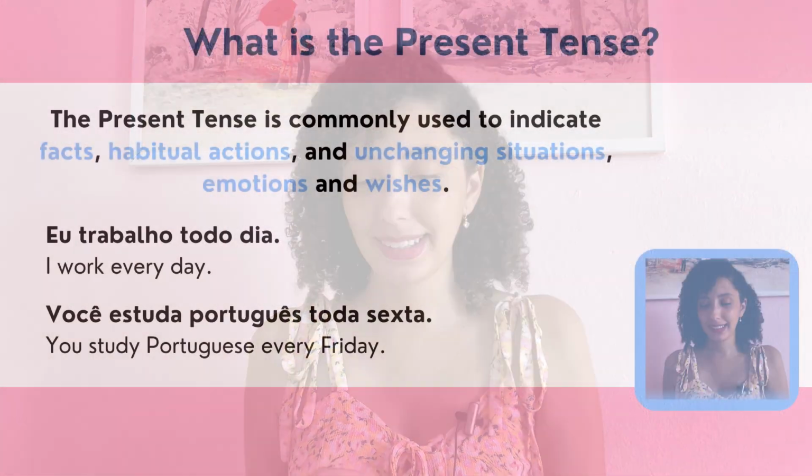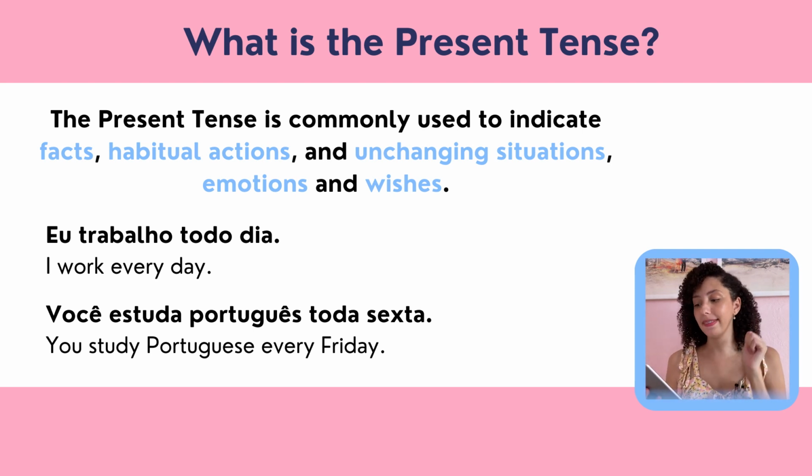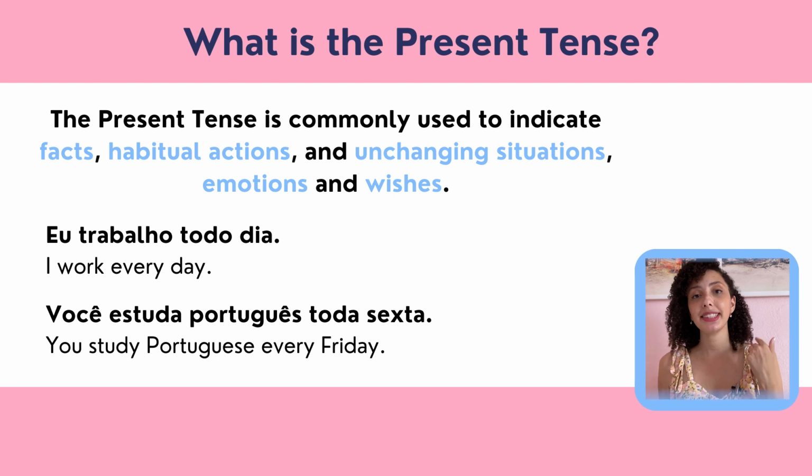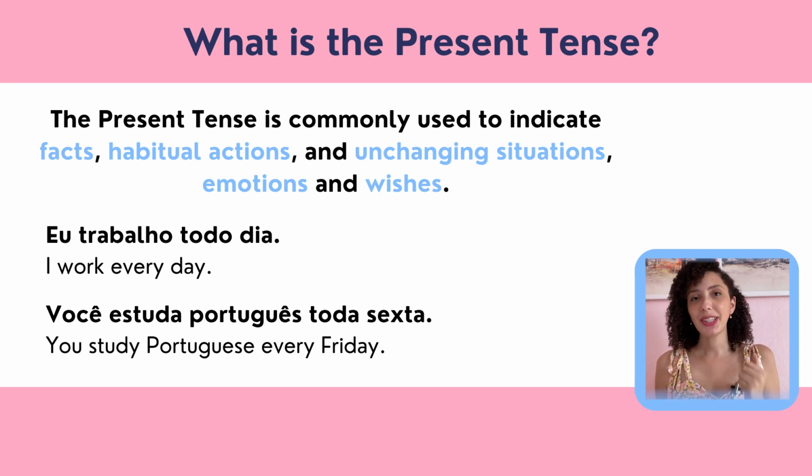So now, what is the present tense and what do we express with it? So the present tense is commonly used to indicate facts, habitual actions, and unchanging situations, emotions, or wishes, right? So here I got a couple of examples.